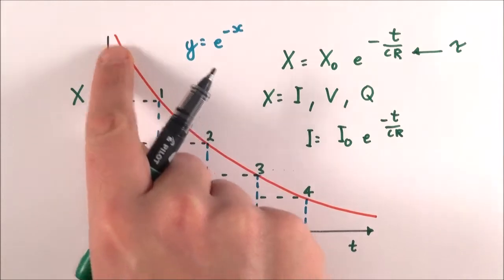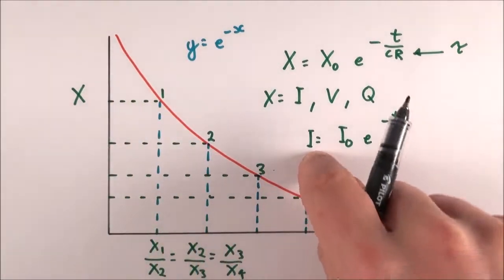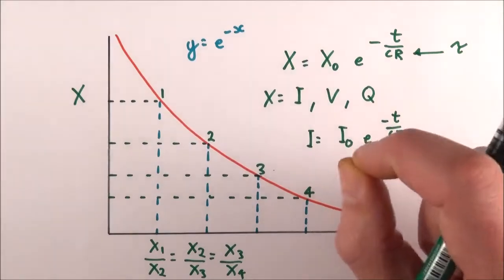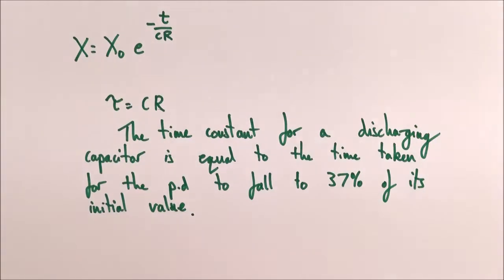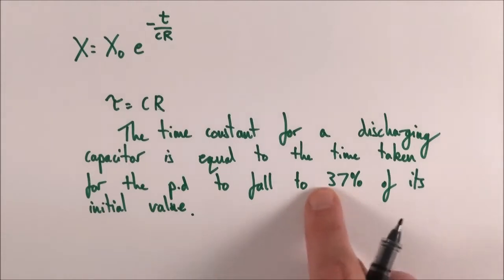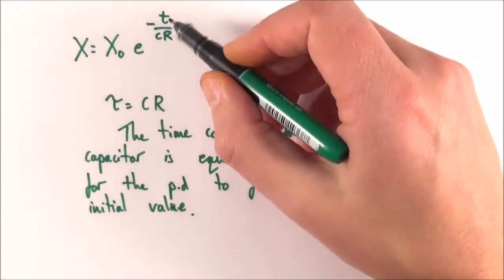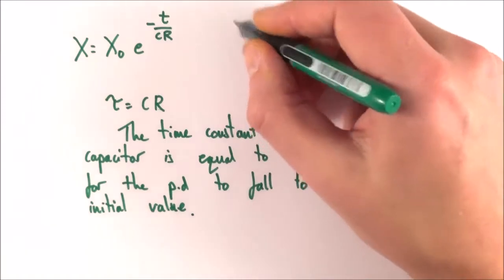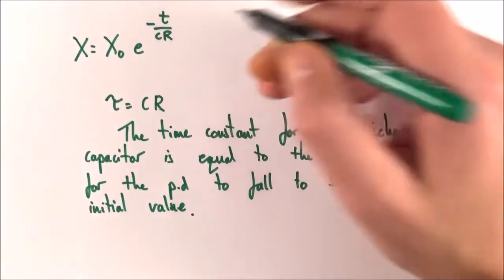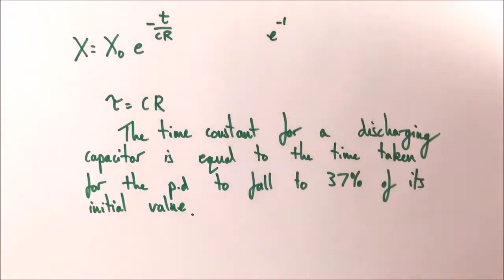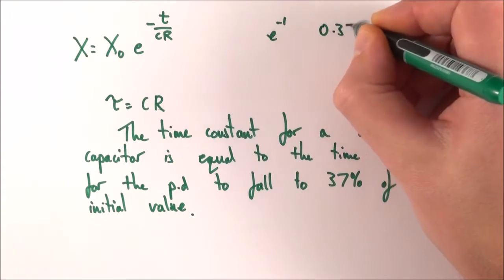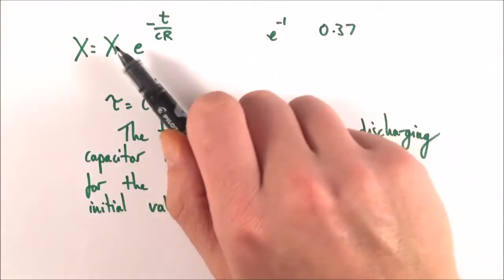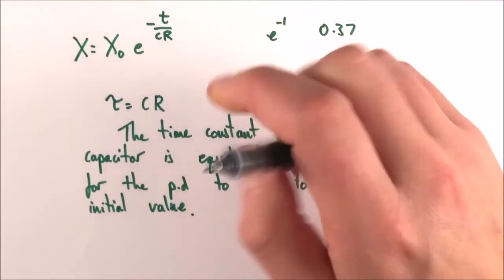And this basically allows us to plot our exponential decay of the current, the potential difference and the charge of a discharging capacitor. So this time constant for a discharging capacitor tau is equal to the time taken for the PD to fall to 37% of its initial value. Well then, why is it 37%? Well, effectively, when the time t is equal to the time constant, that's effectively e to the minus 1. And if you work out e to the minus 1 in your calculator, you find that the value is about 0.37. And therefore, when you have 37% of the original value, that's equal to the time constant.